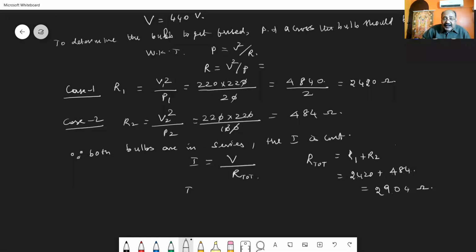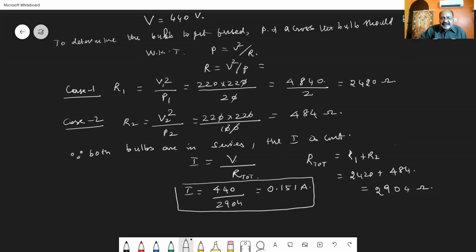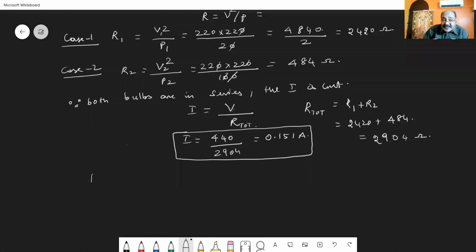Now substitute it here. Current I is the potential divided by the resistance. The total potential connected is 440 volt, and the total resistance is 2904. I simplified this with the help of the calculator, and the answer is 0.151 ampere. So the current flowing through that circuit is 0.151 ampere. Now calculate the potential difference across the 20 watt bulb.